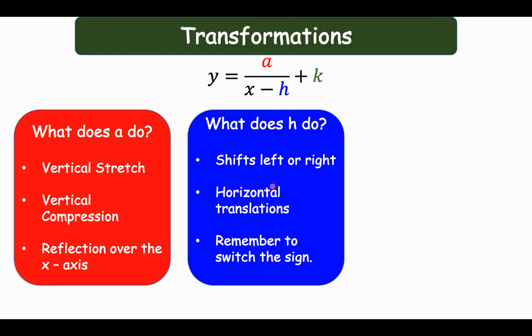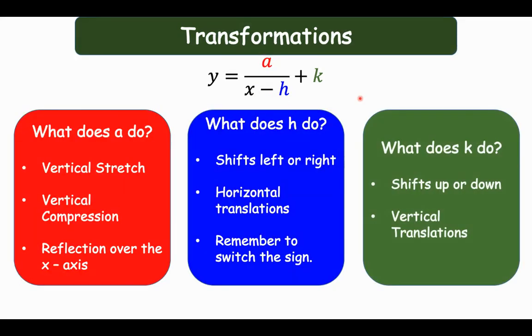What does H do? H is a shift left or right. Another way to say that is a horizontal translation. These mean the same thing. I think in our class, most people have been saying shifting. And just remember to shift your sign. If it says x minus 5, your H value is actually a positive 5. That's what this little minus sign means, that you're actually doing the opposite of whatever you see here. So just make sure that with the x, you switch the sign. And then the K value shifts it up or down, also known as a vertical translation.